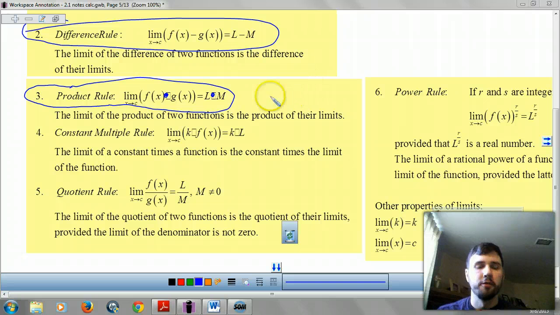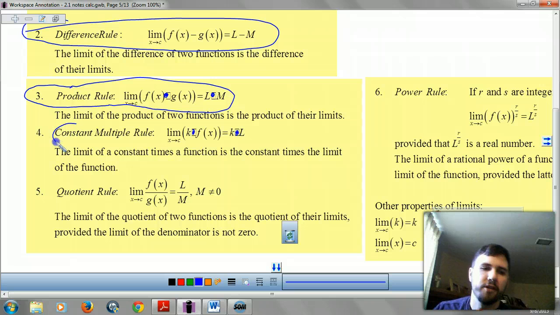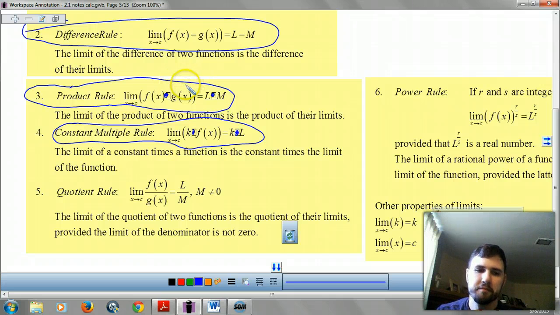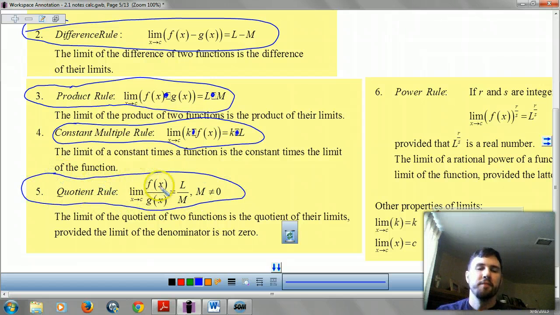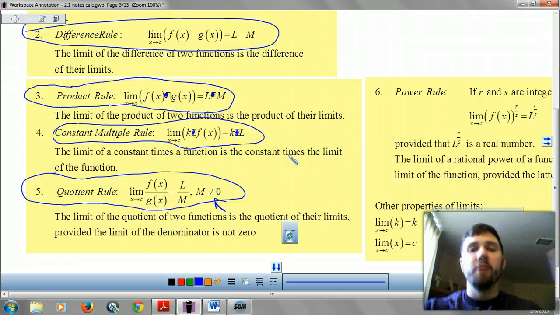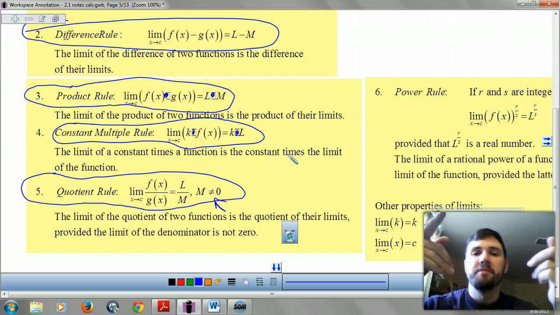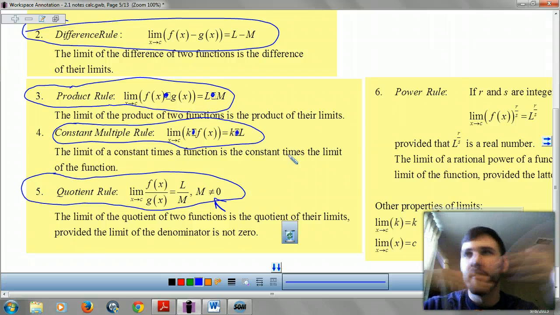Constant multiple rule. If you have a number times your function, you can just multiply that number by your limit. Okay? Quotient rule. If you divide two functions, you can divide their limits as long as M does not equal 0. So these are all pretty obvious. You can add, subtract, multiply, divide, and multiply by any number. Times by 3, then you multiply your limit by 3.